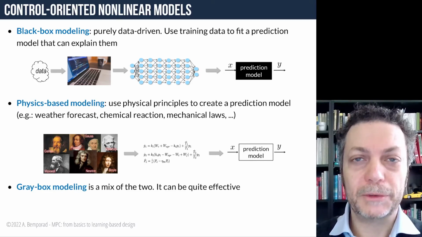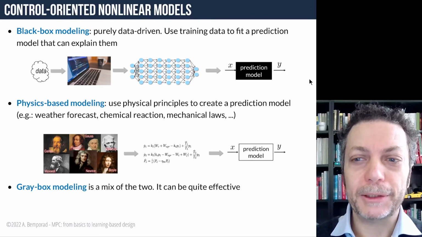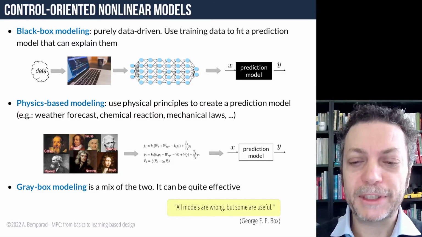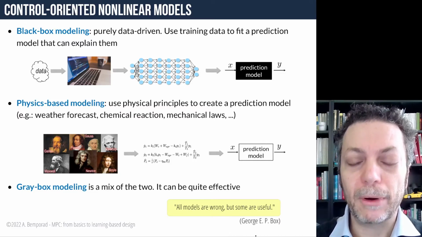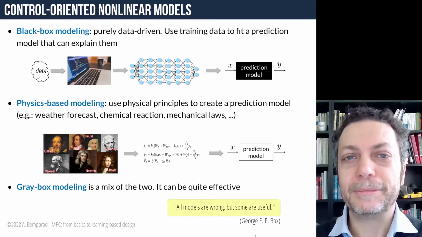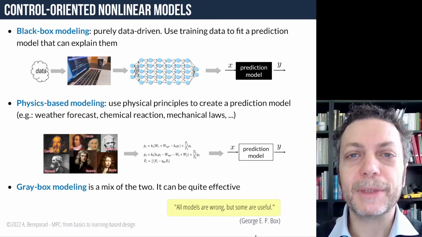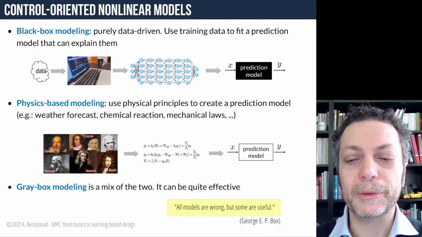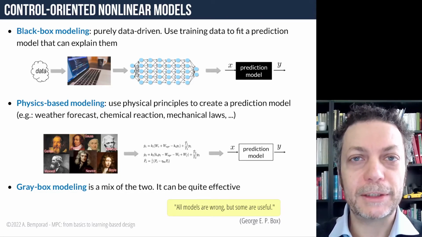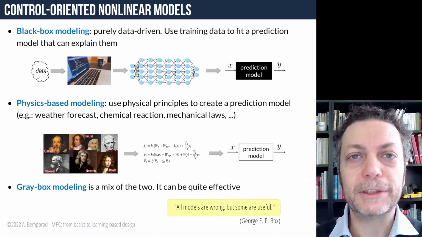So what is really the best model to use? Let me cite this saying by George Box: all models are wrong, but some are useful. You don't expect to model the real process very accurately, so you know in advance that the model will not be perfect, but as long as it's useful enough for control design, and in particular for making predictions in the context of MPC, that would be fine.